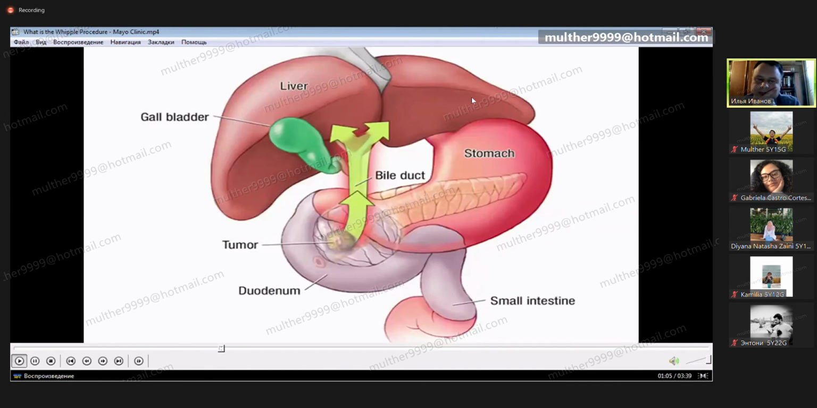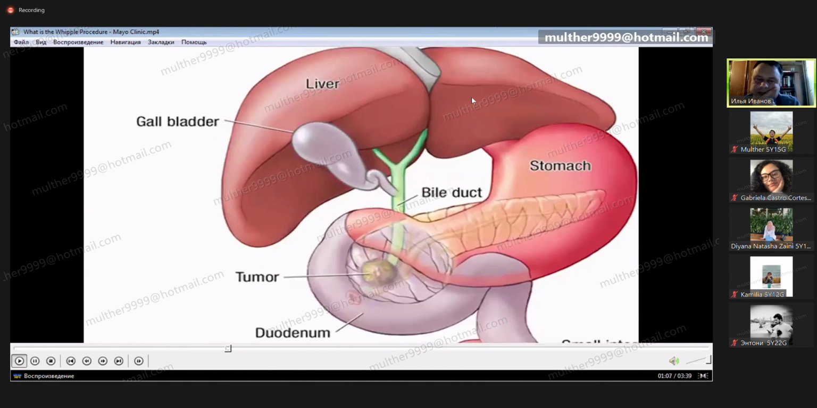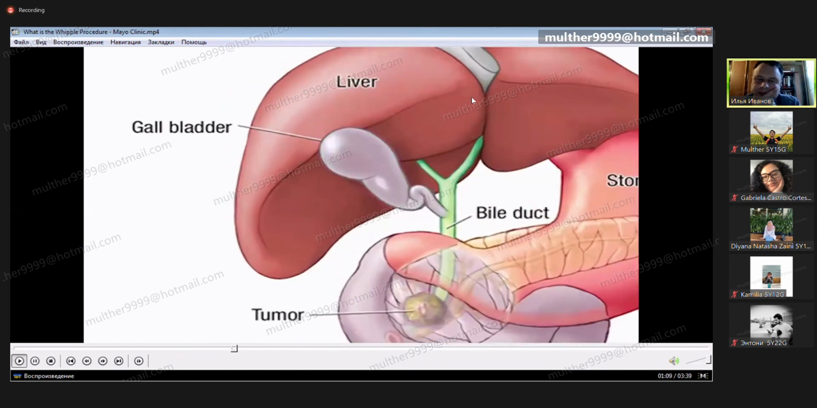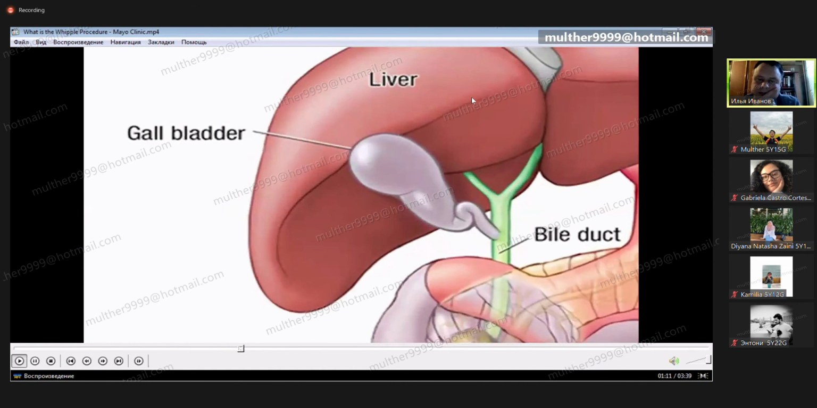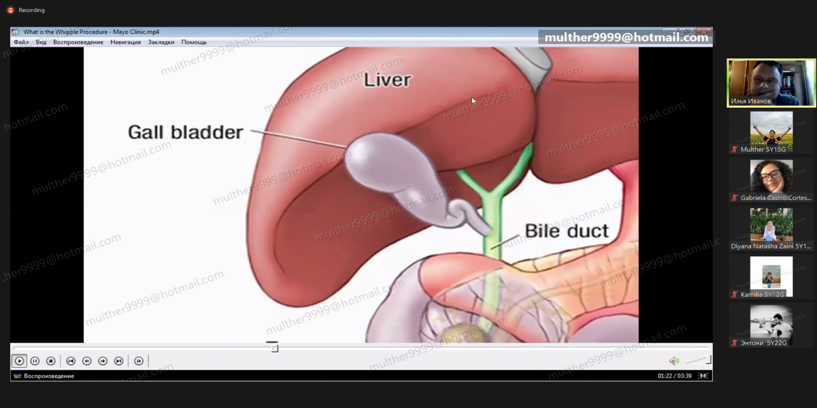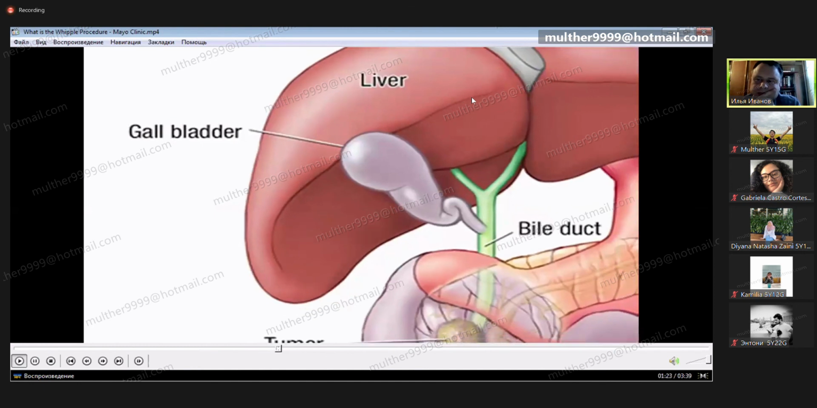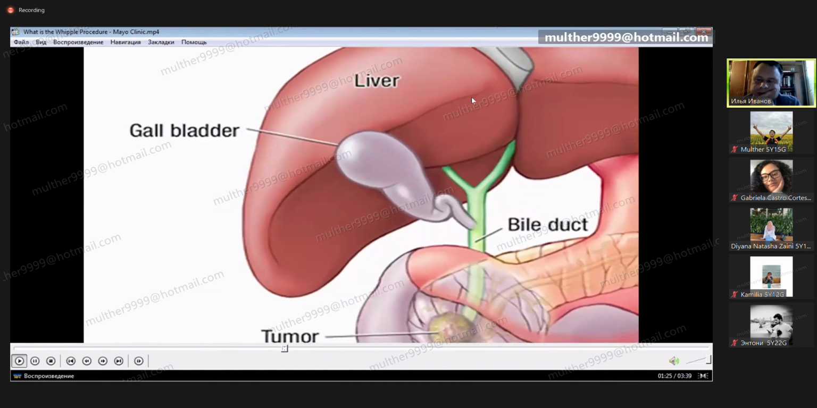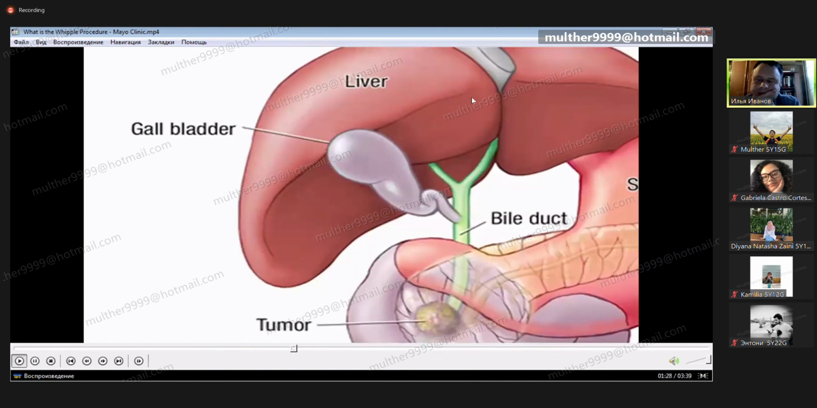Now, besides taking the head of the pancreas and the intestine and this portion of the bile duct, we need to take the gallbladder out. The reason for taking the gallbladder out is because the duodenum produces some hormones that help the gallbladder to function. Once we take the duodenum out, those hormones are not present any longer, and therefore the gallbladder doesn't function normally.